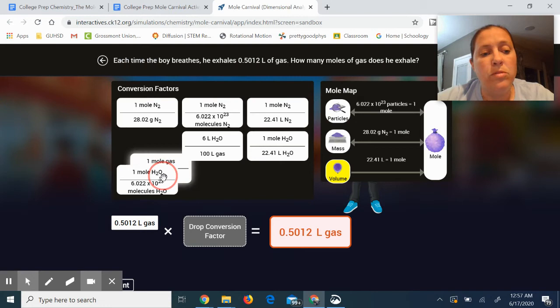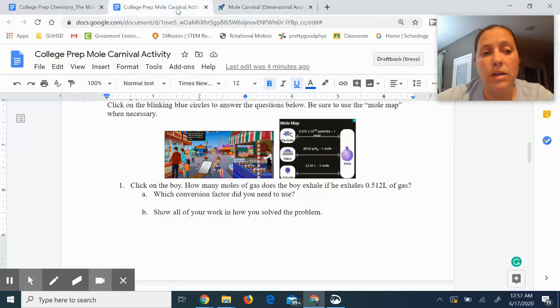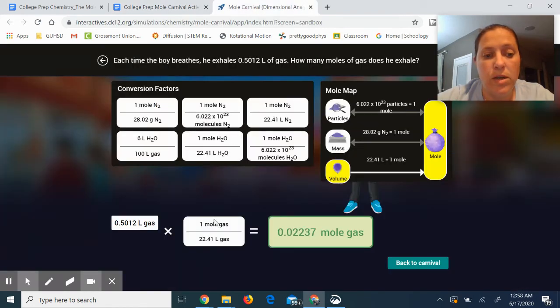Now, I'm going to move this conversion factor over here. And I know that's right, and I can tell it's right when it lights up green. You can also look at that and say, okay, I've got liters of gas on top here, liters of gas on the bottom. I know they're going to cancel because they're on opposite sides of the dividing line. So that's going to give me the correct answer. So when I go back to my worksheet, it says, which conversion factor did you need to use? This right here is the conversion factor that I needed to use.